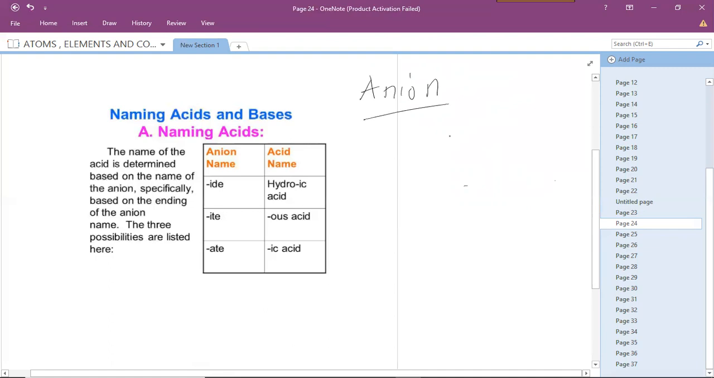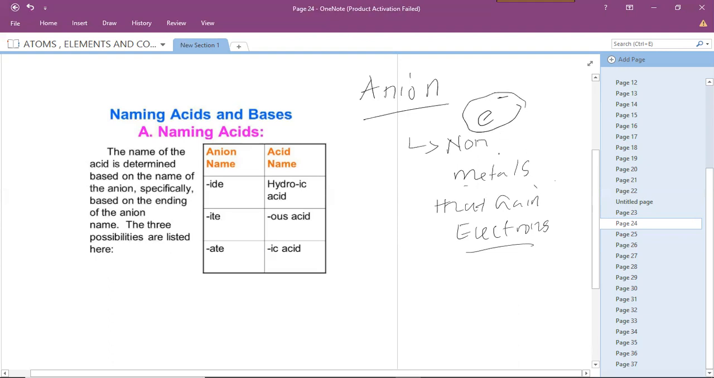And remember, anions are nonmetals that gained electrons. If you gain electrons, remember an electron is negatively charged. So if you are gaining something that's negatively charged, you're going to become more negative. You're going to become an anion.